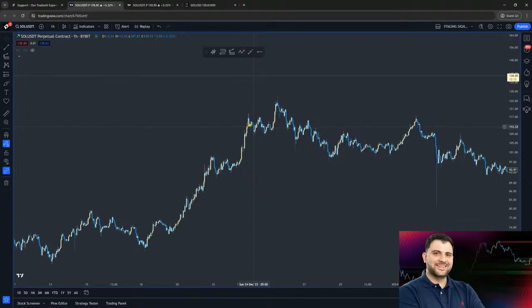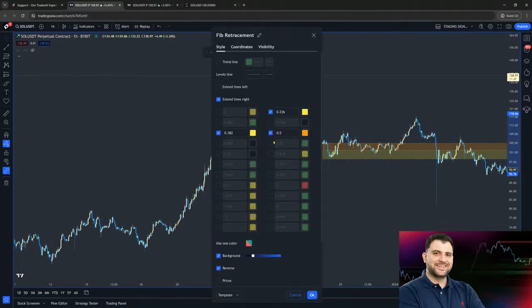Okay, now I could use what we call a Fibonacci tool to find that 50% line. If it's hard for me to find it with my eye, I could just use the Fibonacci retracement, which is from here, and then put it at the beginning of the move, and put it at the end of the move here, and that's it. Now I have custom settings. If I double click on it, there are the custom settings that I have for the Fibonacci. You could do the same for yourself.